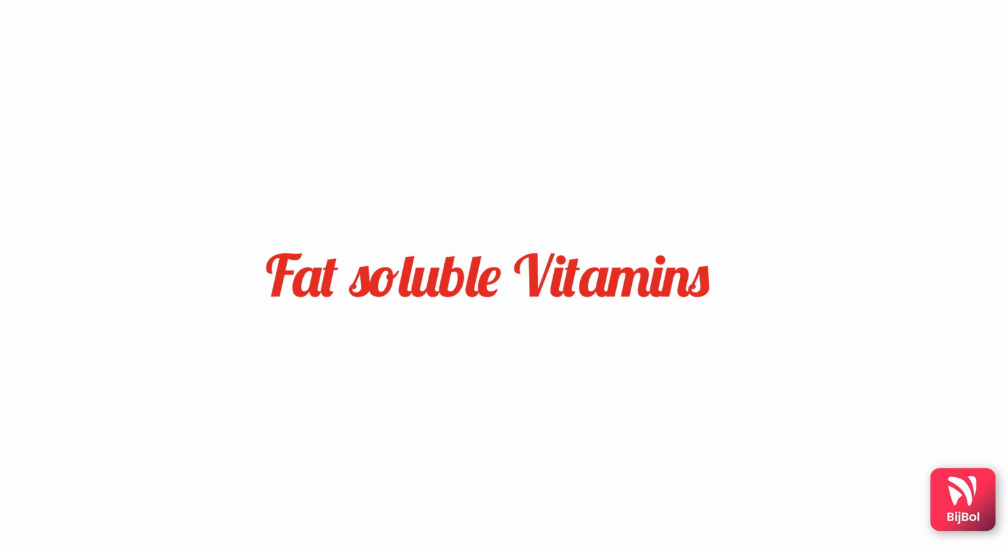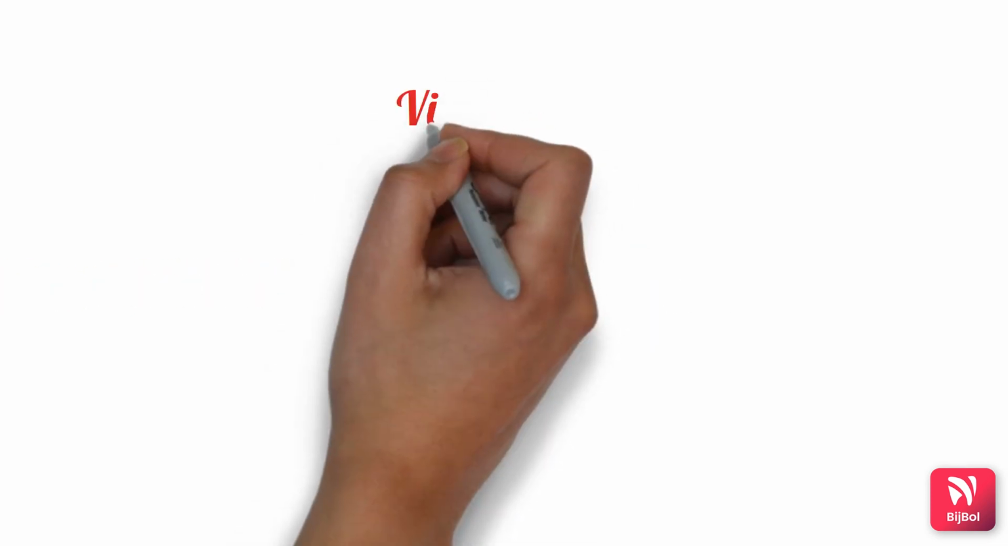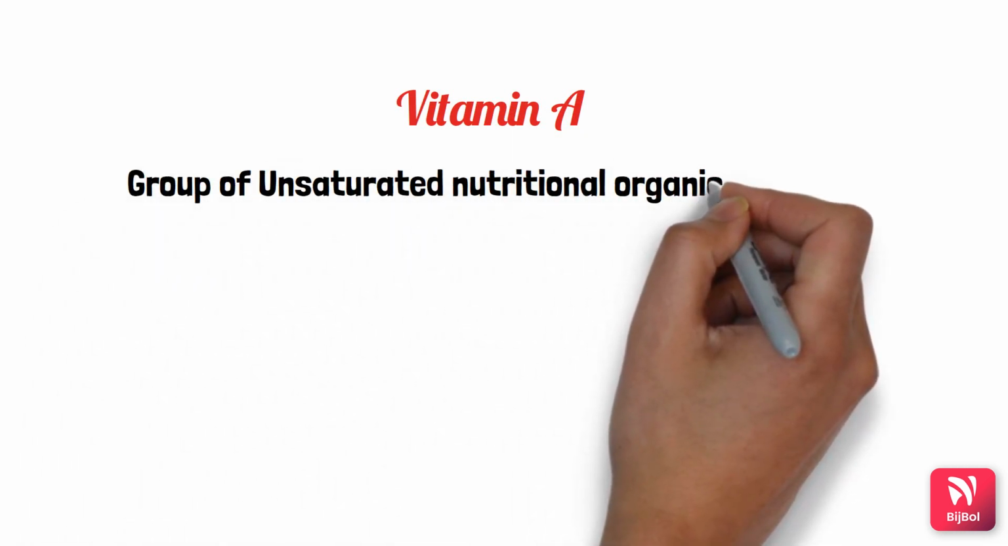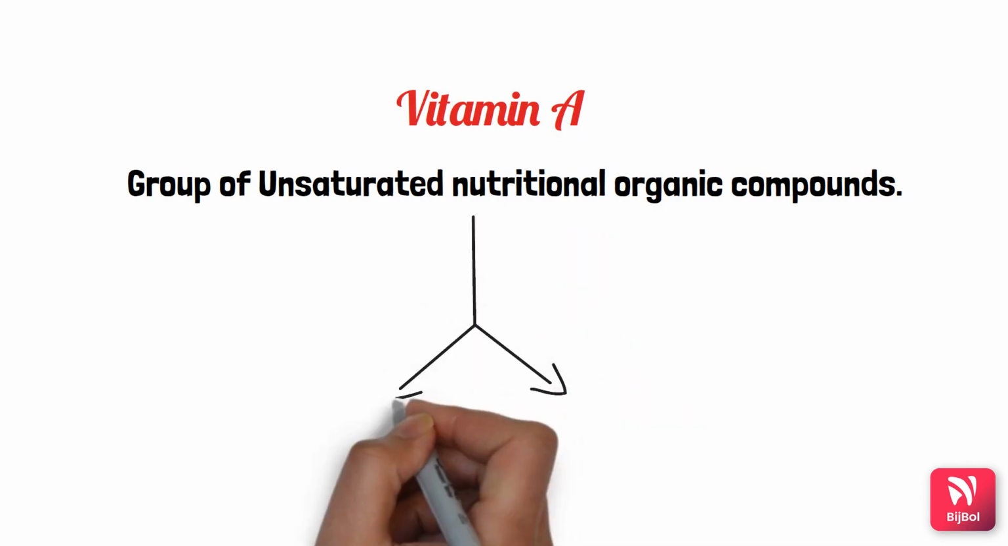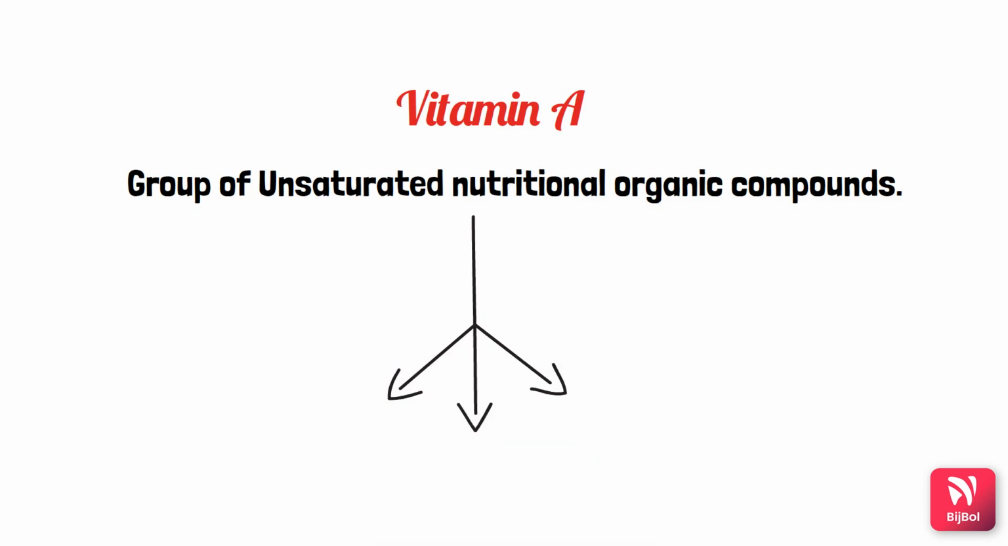Now let us discuss fat-soluble vitamins in detail. Coming to the first fat-soluble vitamin, that is vitamin A. Vitamin A is one of the most important vitamins. These are nothing but a group of unsaturated nutritional organic compounds. So these nutritional organic compounds include retinol, and finally retinoic acid.